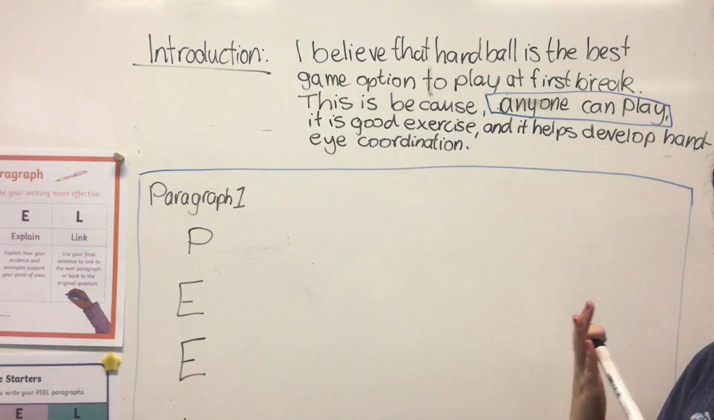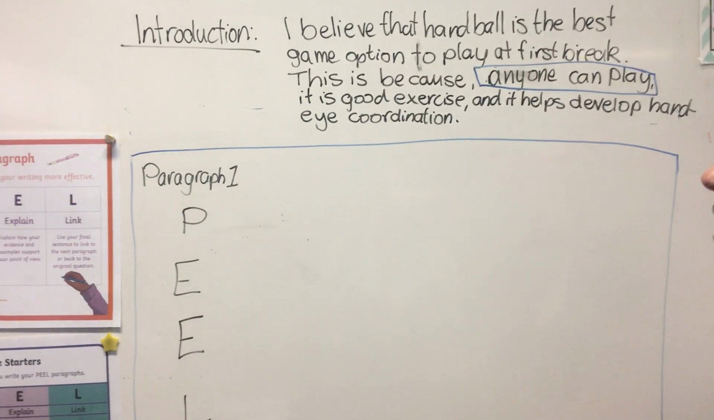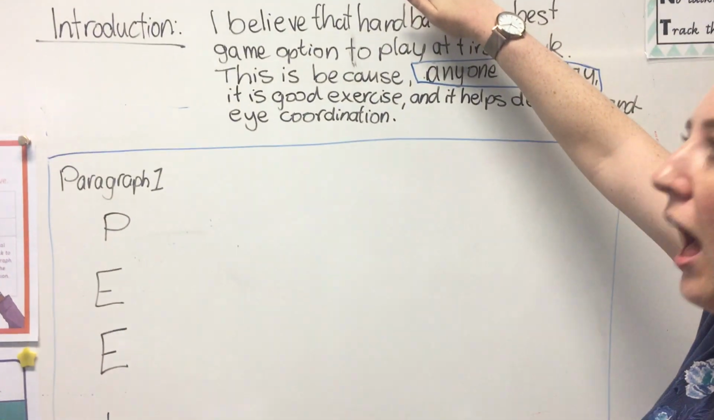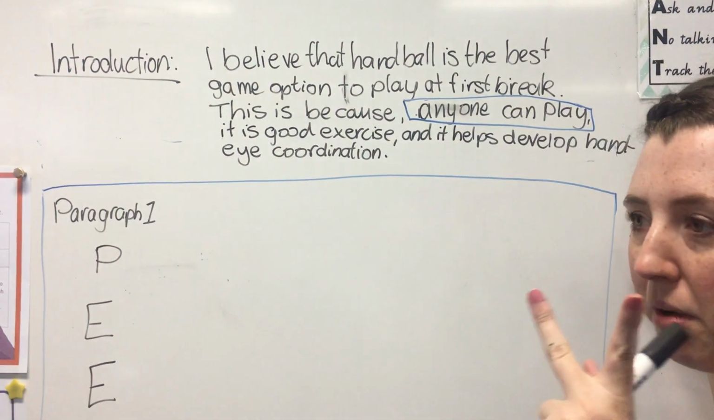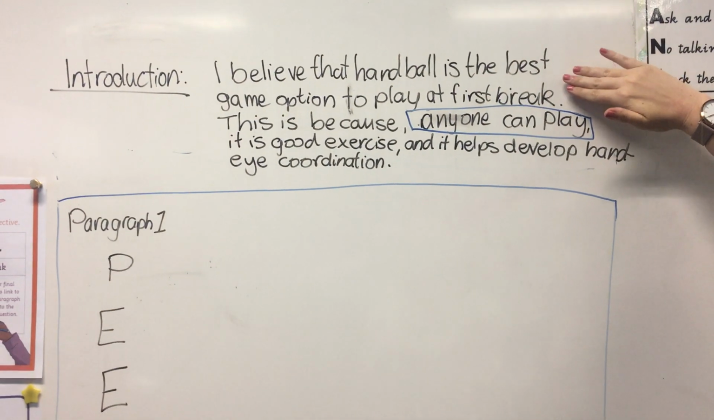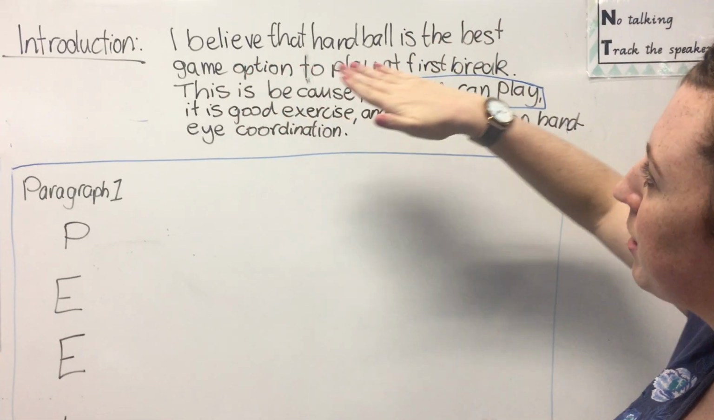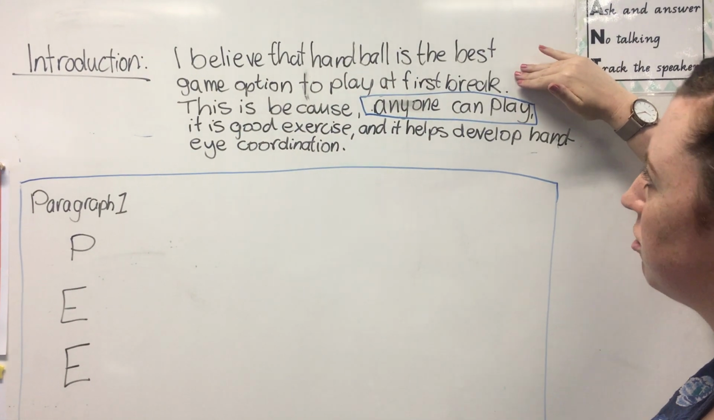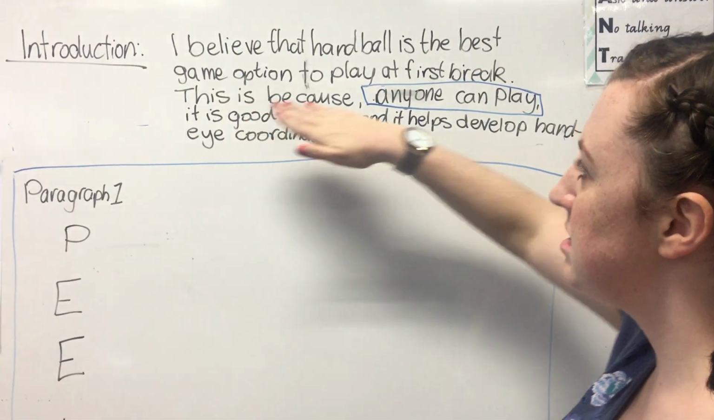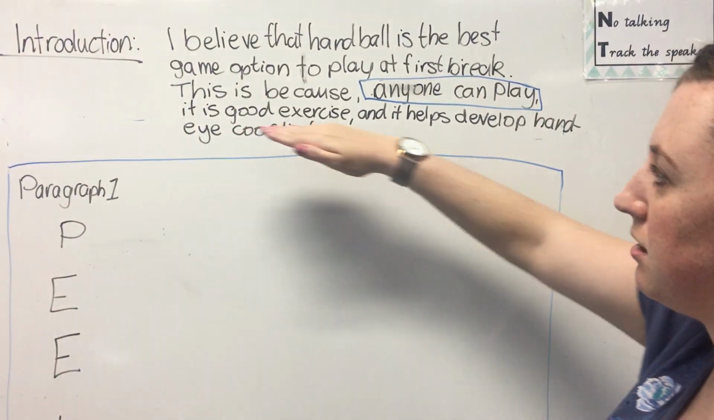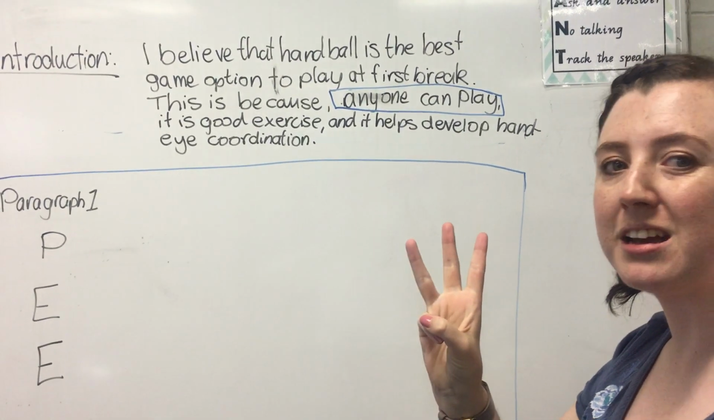So I've come up with an idea for a persuasive text, and I'm going to show you how I write a PEEL paragraph for it. So my topic is handball, and the introduction I've written goes like this. This isn't a full introduction, but it does have the two important ideas. So the first one is stating my opinion, what I believe, and the topic. So it says, I believe that handball is the best game option to play at first break. Then I'm giving my reasons. This is because anyone can play, it is good exercise, and it helps develop hand-eye coordination. So I've given 3 reasons there.